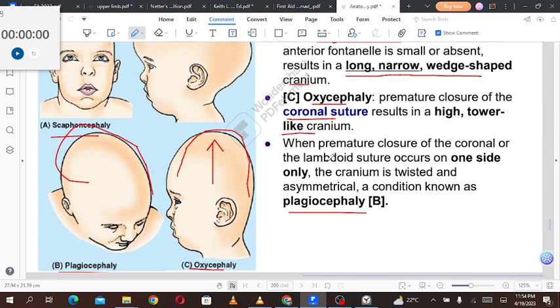When premature closure of the coronal or lambdoid suture occurs on one side only, the cranium is twisted and asymmetrical, a condition known as plagiocephaly. So this is plagiocephaly, with an asymmetrical contour or asymmetrical formation of the skull.